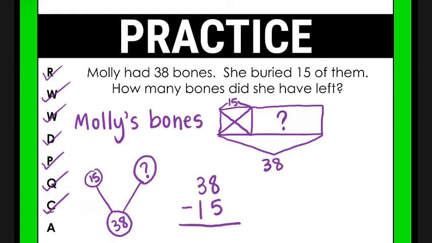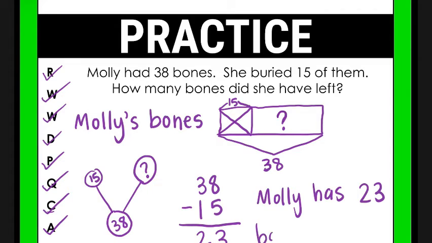Now we'll use subtraction to solve this problem. 8 minus 5 is 3. 3 minus 1 is 2. So I have my answer, and now I just need to write my sentence. How many bones does she have left? I'll say, Molly has 23 bones left. Remember, when we answer in a sentence, we start with a capital letter and we end with a period. Now I can check mark my S and I am done with my problem.